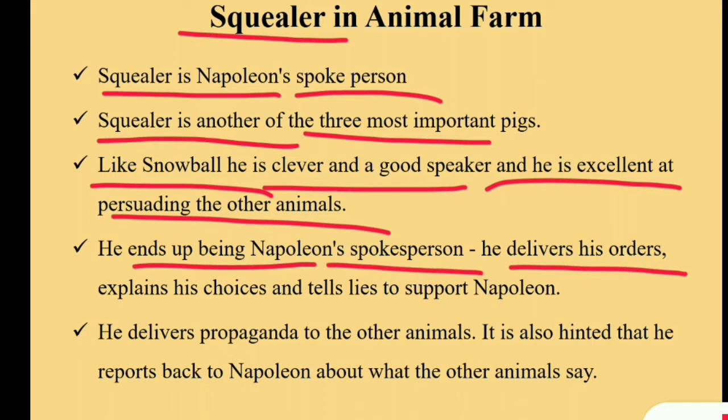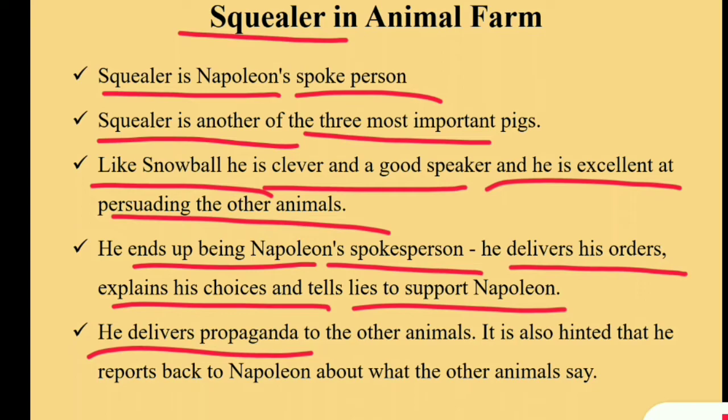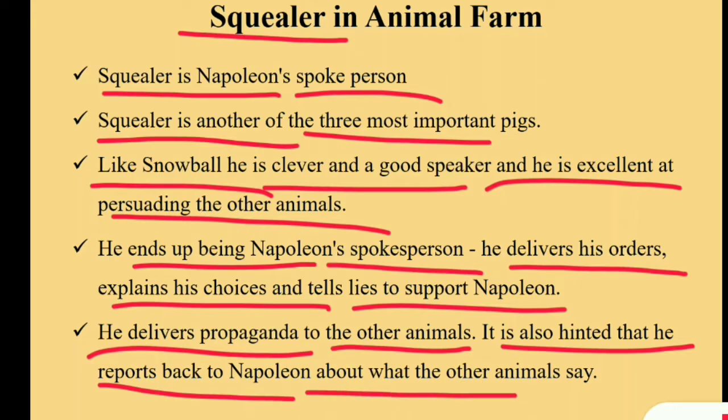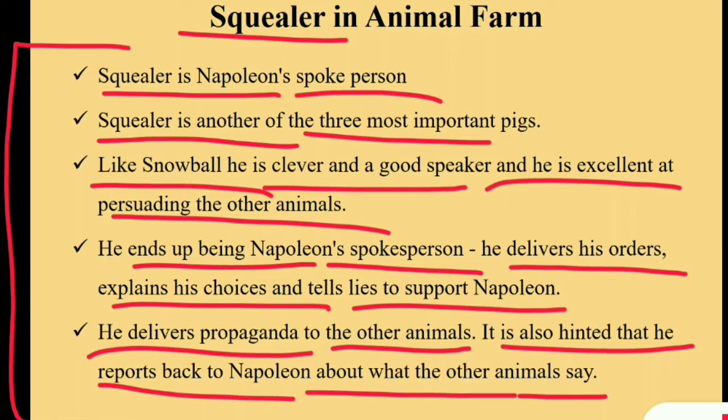He delivers his orders, explains the choices, and tells lies to support Napoleon. He delivers propaganda to other animals. It is also hinted that he reports back to Napoleon about what the other animals say. This is the character of Squealer, who is in support of Napoleon. He is a very good spokesperson, and in politics it is an essential, you can say indispensable, quality. If you are not a good speaker, the countrymen are not going to follow you. Therefore, he had the qualities for the post that he is holding right now.